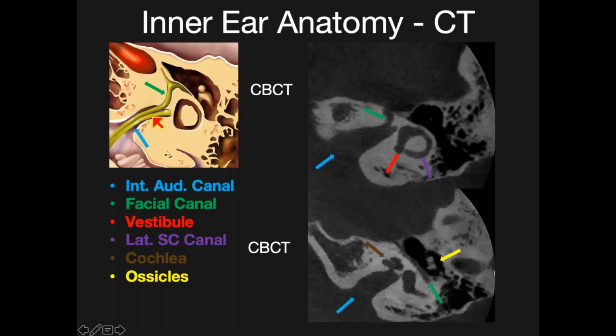The other key structures: this is the vestibular cochlear nerve, and we'll see that on an MR a little later. This is the vestibule, the lateral semicircular canal constituting the bony labyrinth.